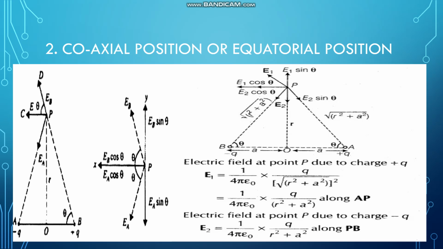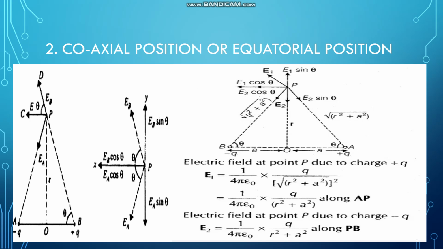So in the equatorial position we have to take the observation point perpendicular to the center of the dipole. So again we have to consider an electric dipole AB consisting of minus q and plus q charges separated by a distance of 2a. We have to find the electric field intensity at point P, which is small r distance from center O, and that observation point is perpendicular to the dipole.